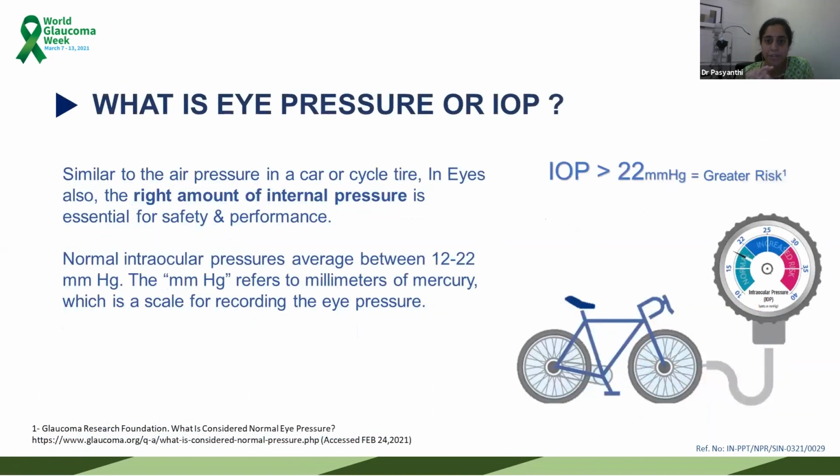What is this eye pressure? It is similar to a cycle tire. You need to have an optimal amount of air inside the cycle tire so that you can have a smooth ride. In the same way, in the eye, we need an average pressure of 12 to 22 millimeters of mercury. It can vary anywhere between this range. If you have low pressure, it is a problem. And if you have a pressure of more than 22 millimeters of mercury, you have a greater risk of developing damage to the optic nerve.